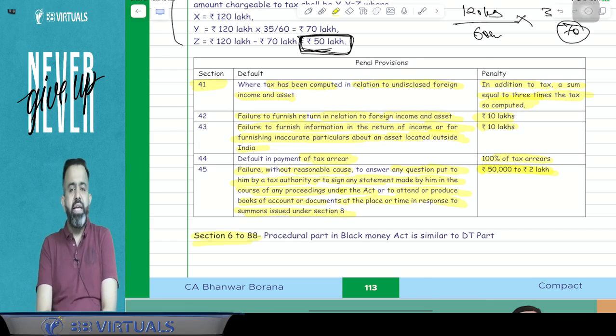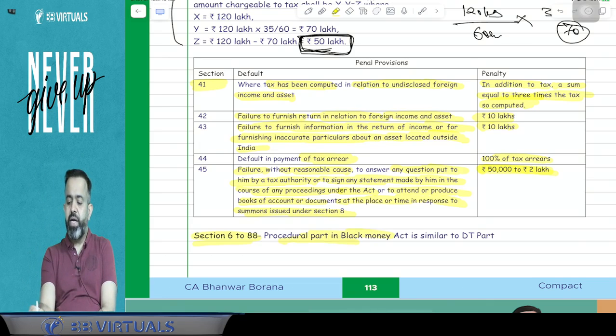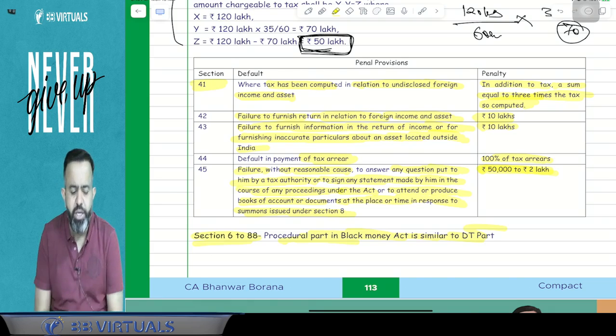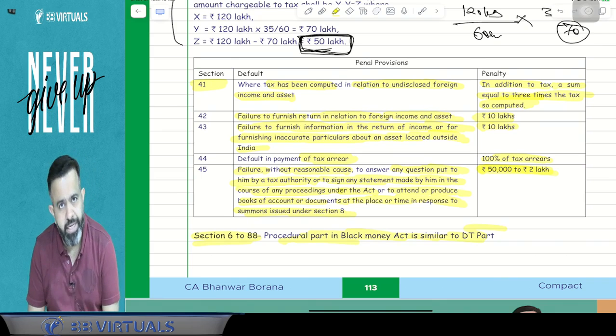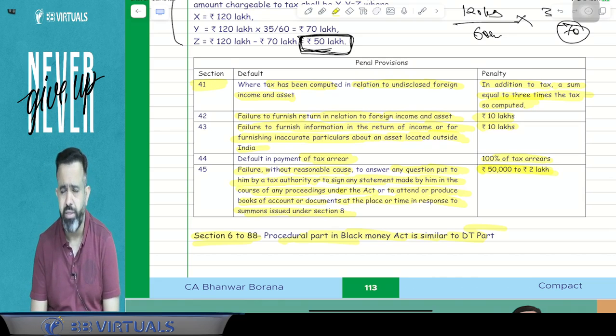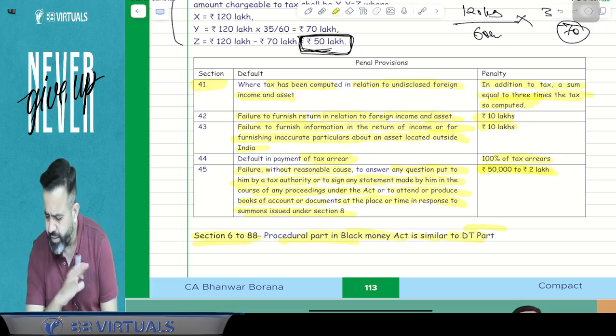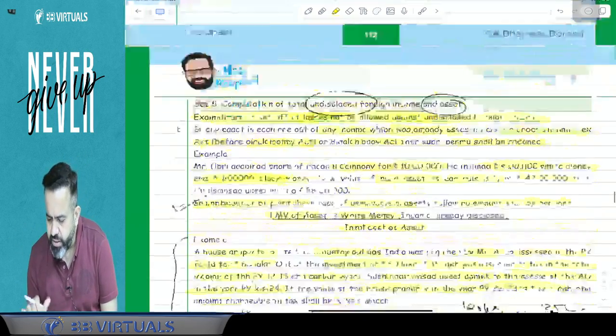Now, in the Black Money Act there are sections 76 to 88 also, and these sections are all procedural part, similar to the direct tax part. Suppose you are not satisfied with the AO order, then you will make an appeal to the CIT(A), after that ITAT appeal, after that High Court appeal, after that Supreme Court appeal. If there is a rectification, you will go for rectification. There is revision like 263, 264, the same is in the Black Money Act, but that is not relevant for you. So this is the completion of this part.